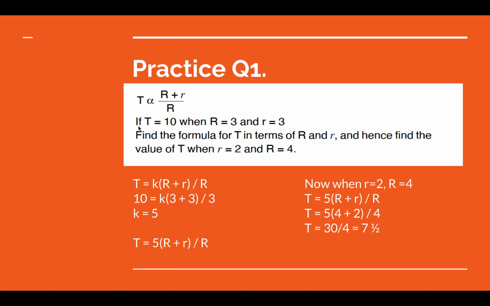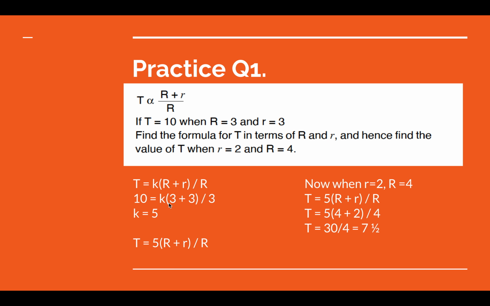So we are told that if T is 10, then big R is 3, small r is 3. So I'll just plug those numbers into the equation. Here, this is the first equation that we are provided, and then this is the same equation, but replaced with the actual numbers that we are given in this scenario.